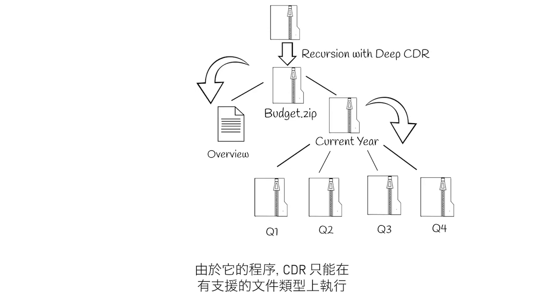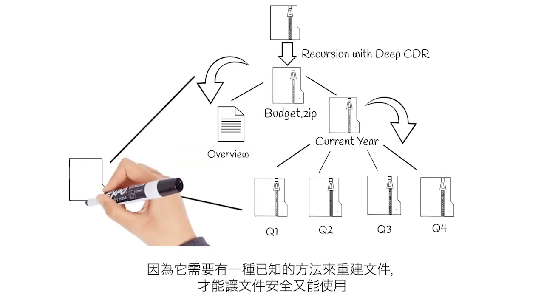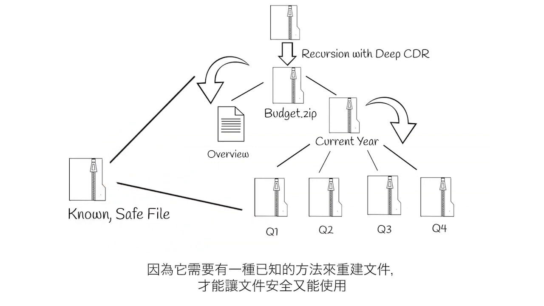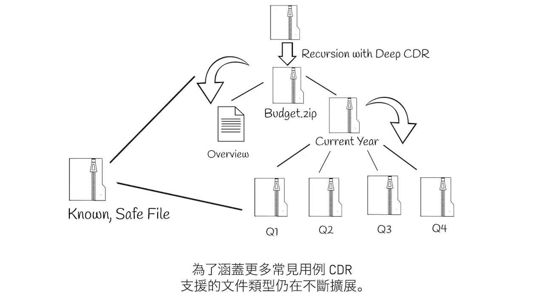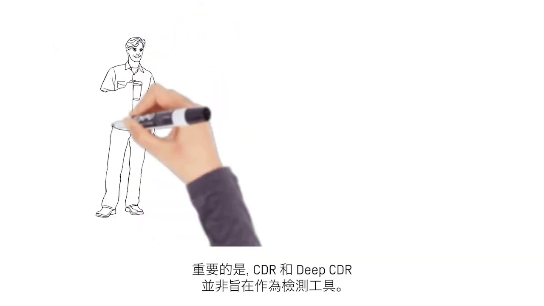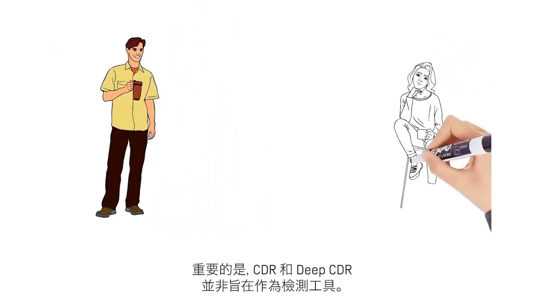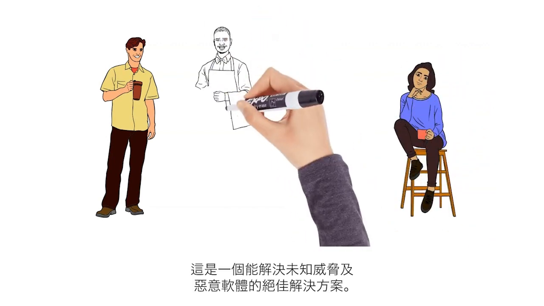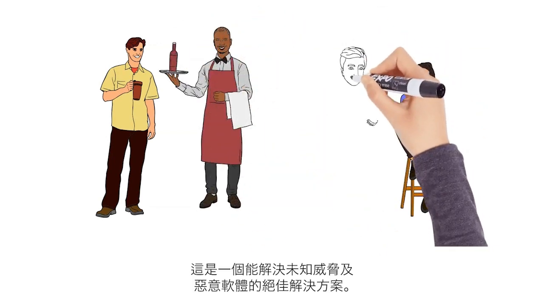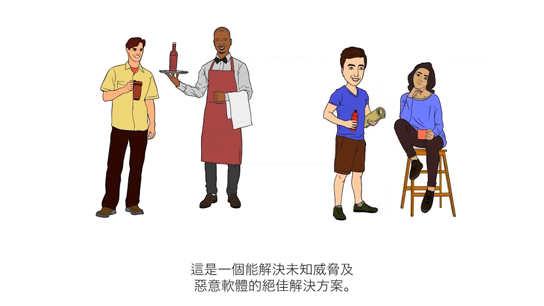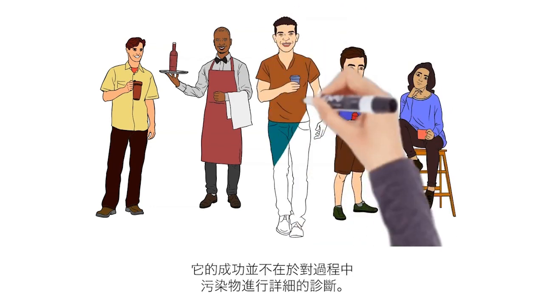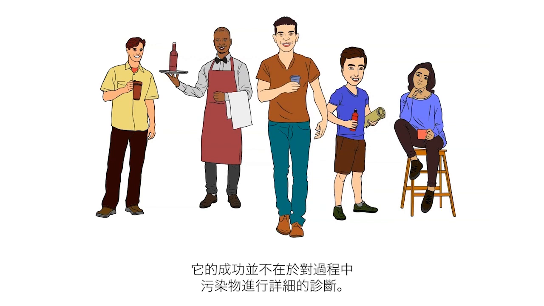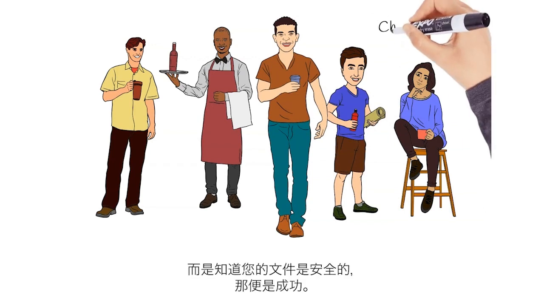Because of its process, CDR can only be performed on supported file types, as there needs to be a known way to reconstruct a file so that it is both safe and functional. Supported file types for CDR are continuously expanding to cover as many common use cases as possible. Importantly, CDR and Deep CDR are not intended as detection tools. It is an excellent solution to address any class of malware that we can consider an unknown threat. Its success is not measured by giving you detailed diagnostics of the contaminants left behind in the processes, but achieved through knowing your file is safe.